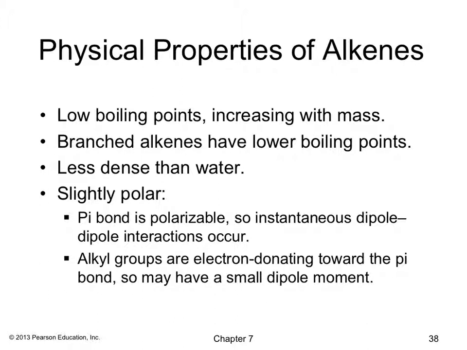So in terms of physical properties of alkenes, they often have low boiling points, and they increase with mass. The branched alkenes have lower boiling points. They're less dense than water, and they're slightly polar. The pi bond is polarizable, so there's an instantaneous dipole-dipole interaction, and the alkyl groups are electron donating towards that pi bond, so there may be a small dipole moment.